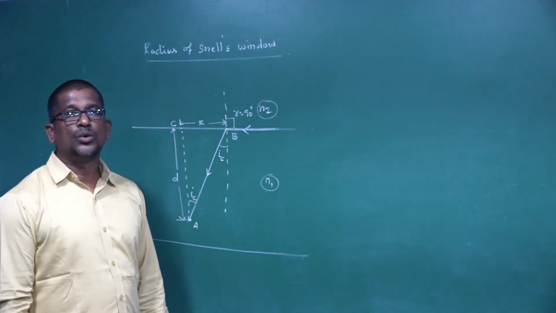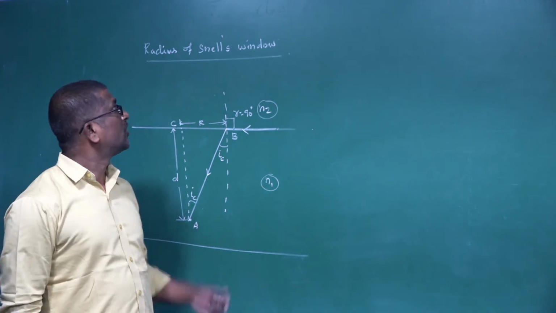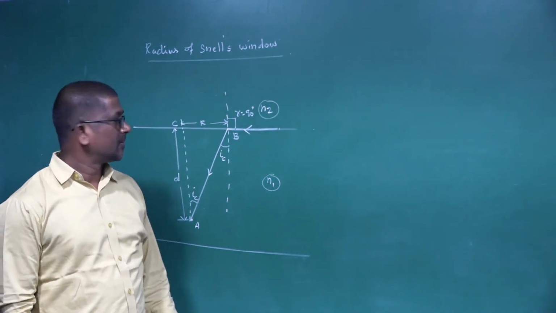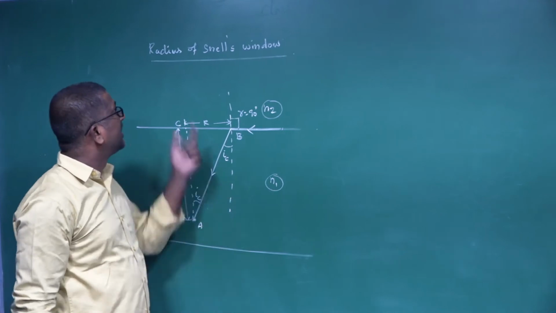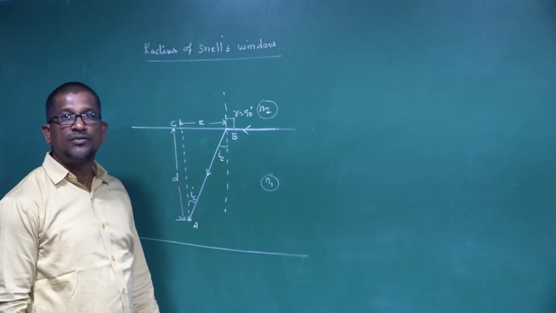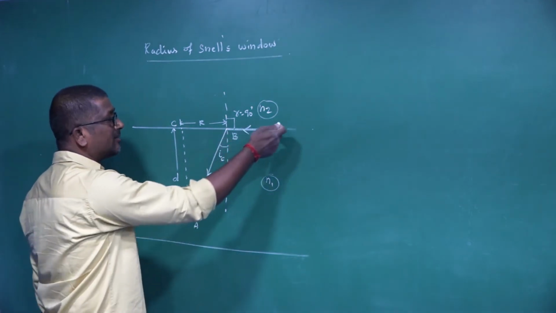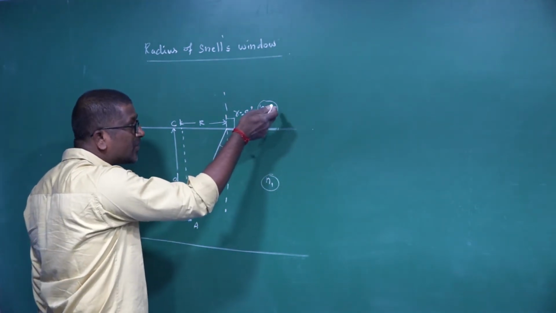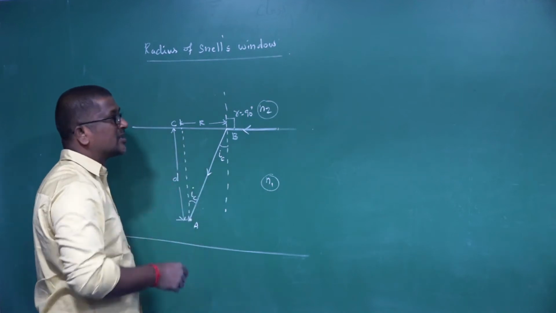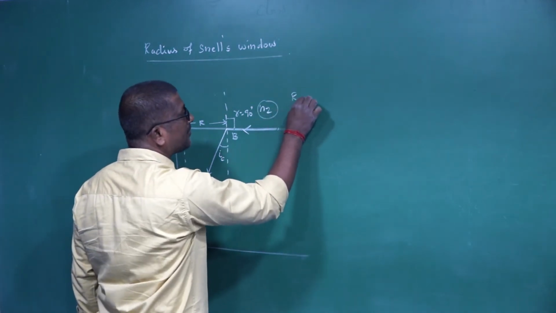Right. Now let us deduce an expression for the radius of Snell's window. From this simple diagram we can derive the expression for the radius of Snell's window, right? Okay, see this diagram. In this diagram the ray of light is coming from a rarer medium to a denser medium. So suppose this is a rarer medium.